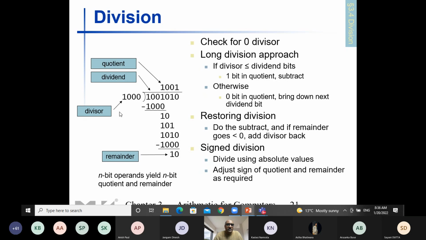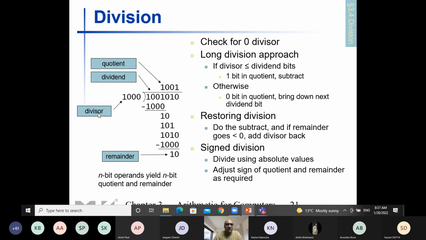When you perform a division, you get two results: one is the quotient and the other is the remainder. These four, the dividend, divisor, quotient and remainder, are related by an expression that all of us know: dividend equals quotient multiplied by divisor, plus the remainder. With that, all these four numbers are related.